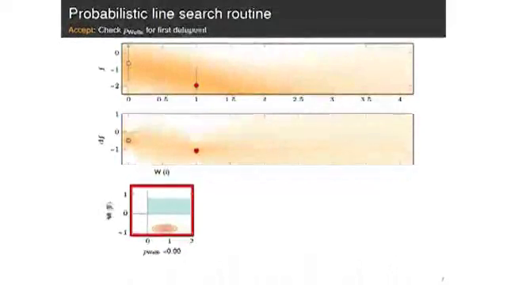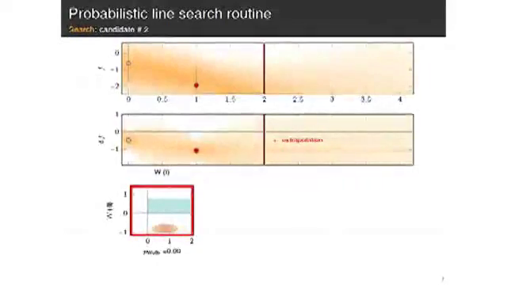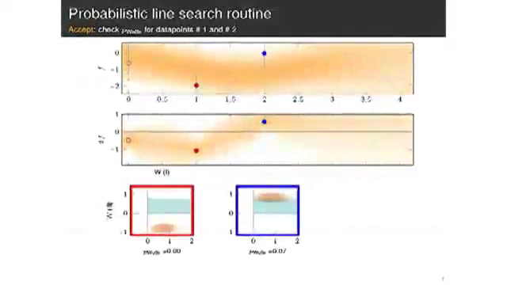So this point clearly does not fulfill the Wolfe conditions, so it will be rejected for now. The line search proposes another candidate point. It evaluates the function there, then it updates the GP, and again it checks the Wolfe conditions. So also the Gauss blob of the blue point does not lie sufficiently inside of the green shaded area, so it will also be rejected for now.